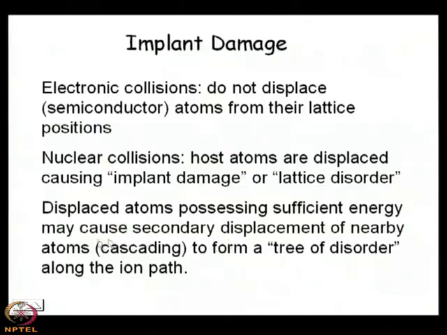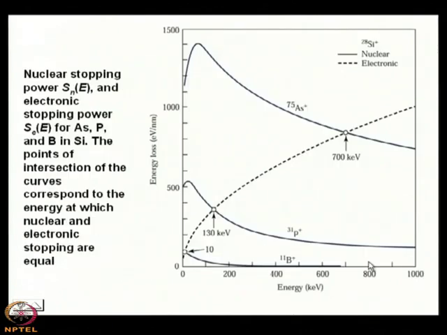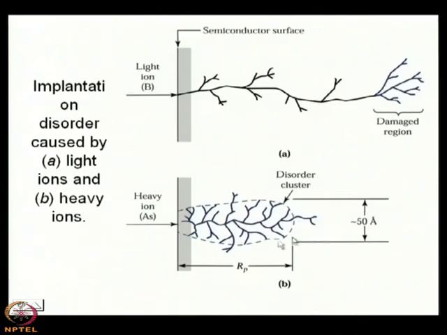That is why I have written that secondary displacement of nearby atoms is known as the cascading, okay. And because of this cascading, a tree of disorder along the ion path will be observed, tree of disorder. You see what is the tree of disorder? Yes, this is the tree of disorder.